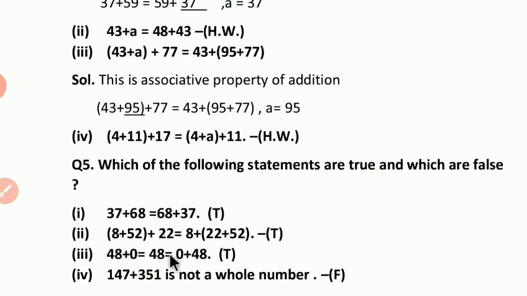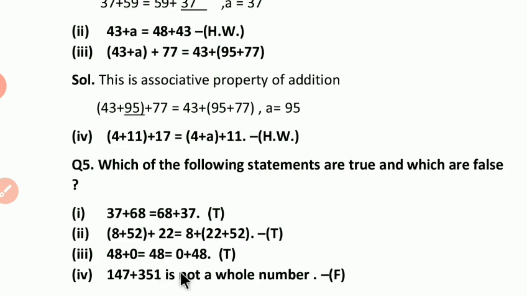Third one, 48 plus 0 is equal to 48, which is again equal to 0 plus 48. If we add 48 plus 0, we will get the answer 48 only. Or if we add 0 with 48, then also we will get the answer 48. Which property is this? Zero property of addition. If we add 0 to any whole number, the answer will be the whole number itself. So this one is also true by the addition property of 0.